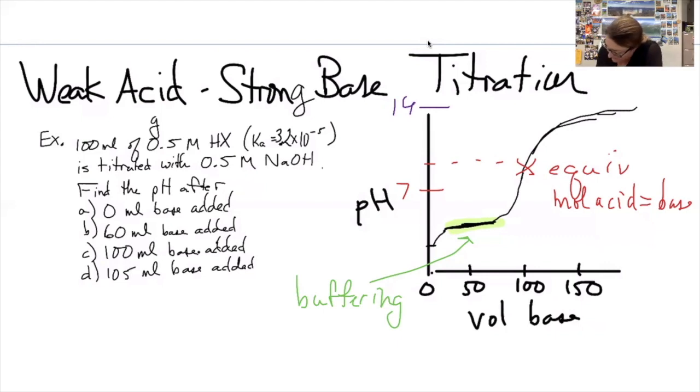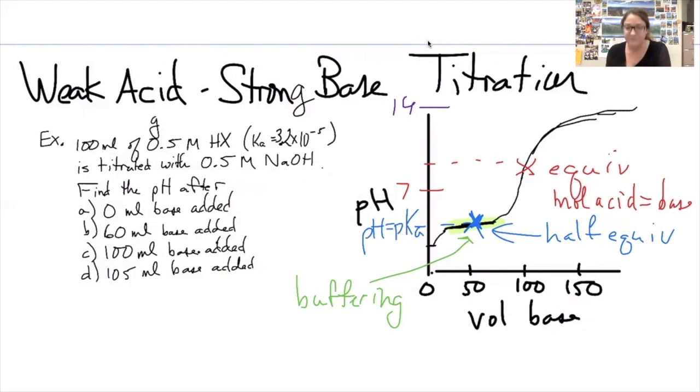The middle of the buffering region is really an important point that we need to talk about. The middle of the buffering region right here is known as the half equivalence point. Half equivalence point means I've added half as much base as I need to get to equivalence, and I've neutralized half the moles of the original acid. What's super special about this point is it happens at the point where pH equals the pKa value.